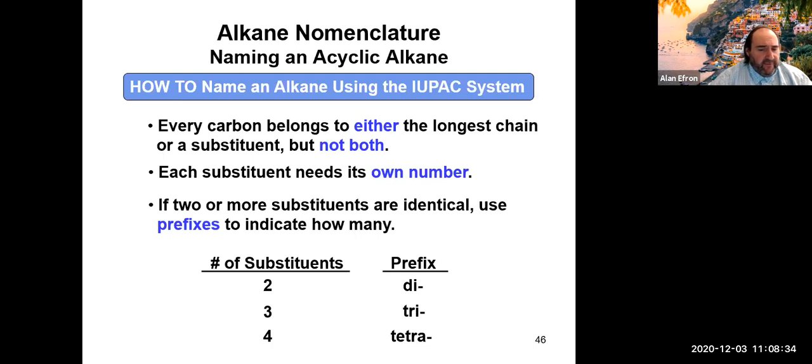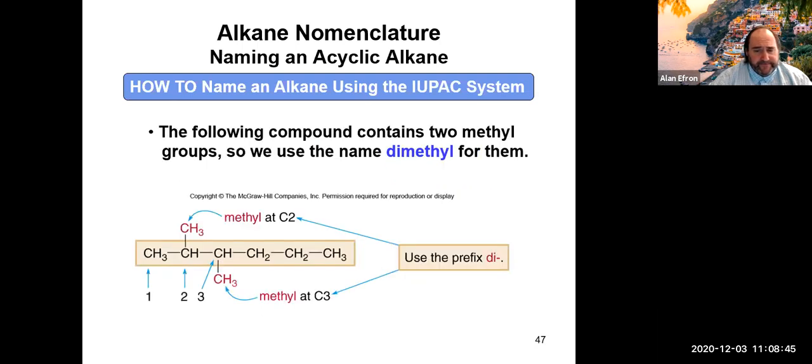Again, as I mentioned before, if you happen to have more than one prefix, more than one of those groups in there, we do use those prefixes di, tri, and tetra, like we talked about earlier there. And again, lowest numbers. So in this case, we do have 2 methyl groups attached. They boxed our longest carbon chain. So this is 1, 2, 3, 4, 5, 6. So again, the base of this name would be hexane. We have 2 methyl groups.